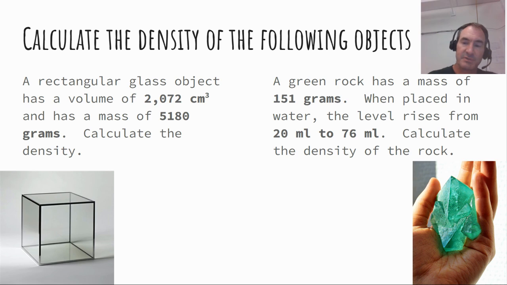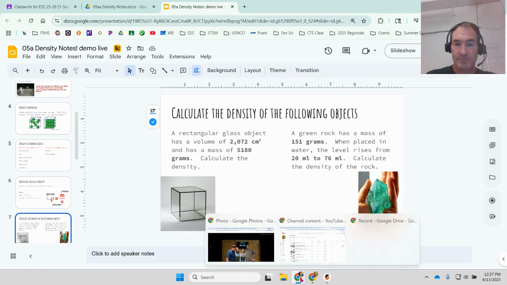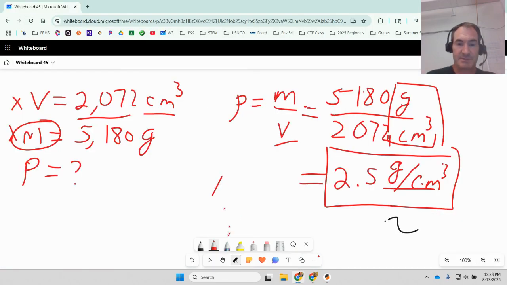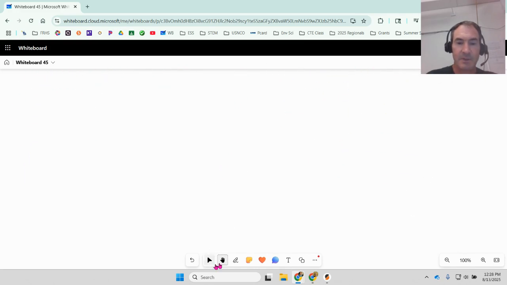When that rock pushes the water out, it's going to raise the water level by the amount, or displace the amount, of the volume of that rock. So all we need to do to figure out the volume is subtract these two numbers. So let's go to our whiteboard and we will do that calculation here. Oops, let me get back to this. Sorry. Okay, so let's write this out together.